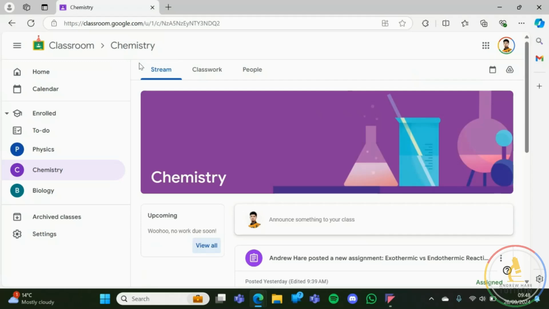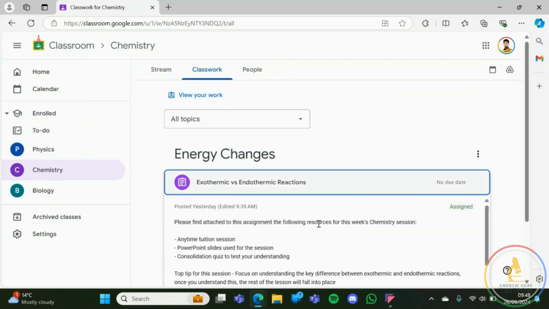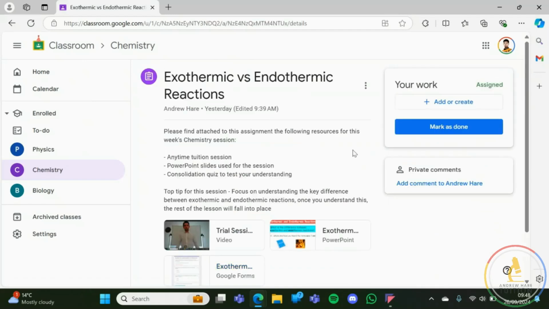Now, at the top here, you've got stream, classwork, and people. And if I click on classwork, this is where the work for each session is going to be posted. So this is an example of the trial session that you've just watched, and I'll show you what it looks like when you actually bring it up.